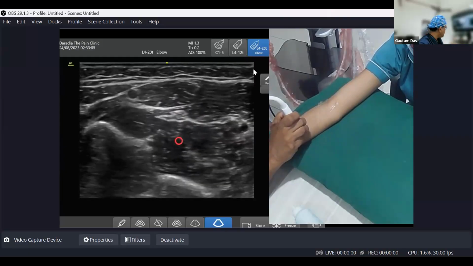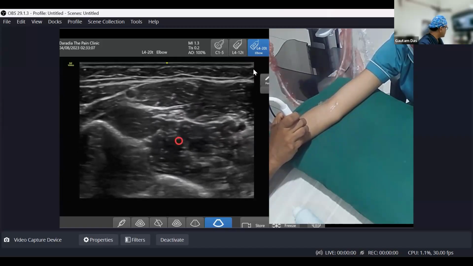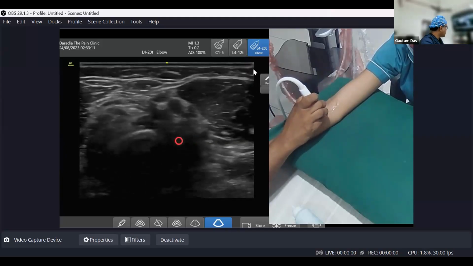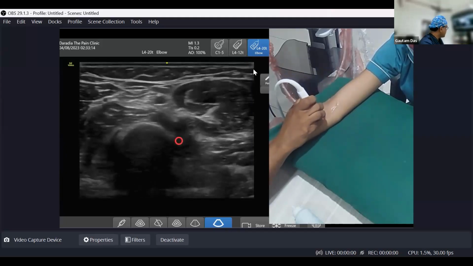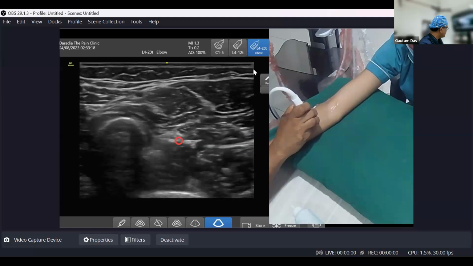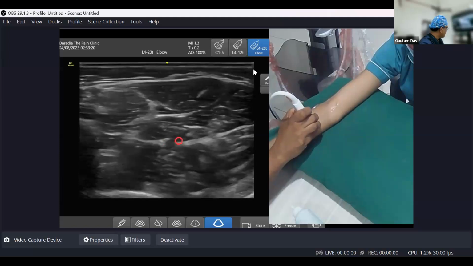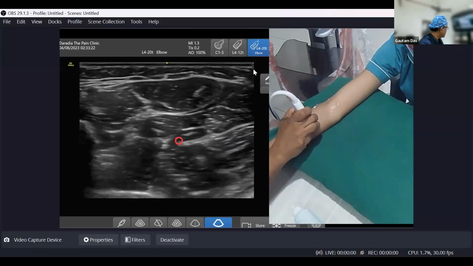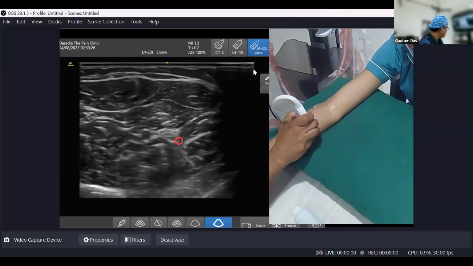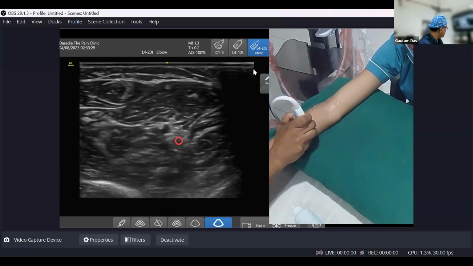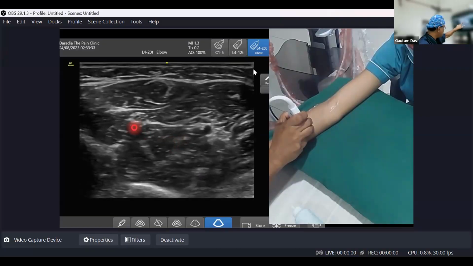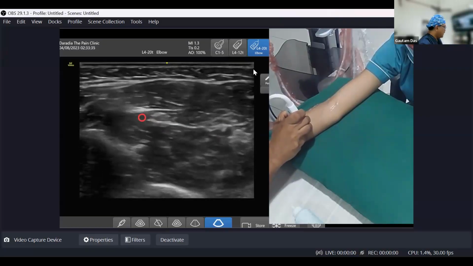And okay, so this is your flexor pollicis longus. Sorry, on this side will be coming the flexor pollicis longus also. So the median nerve is here. Okay, stop. Here was a median nerve. Here was a median nerve.